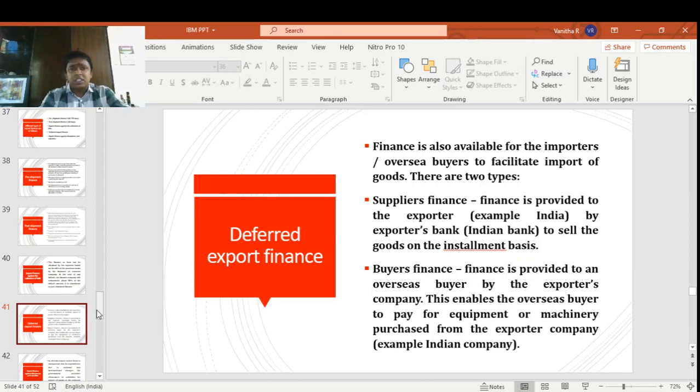Like we discussed, this is more of a buyer's loan or credit to the importer, the buyer, who is outside our nation, outside our geographical region.